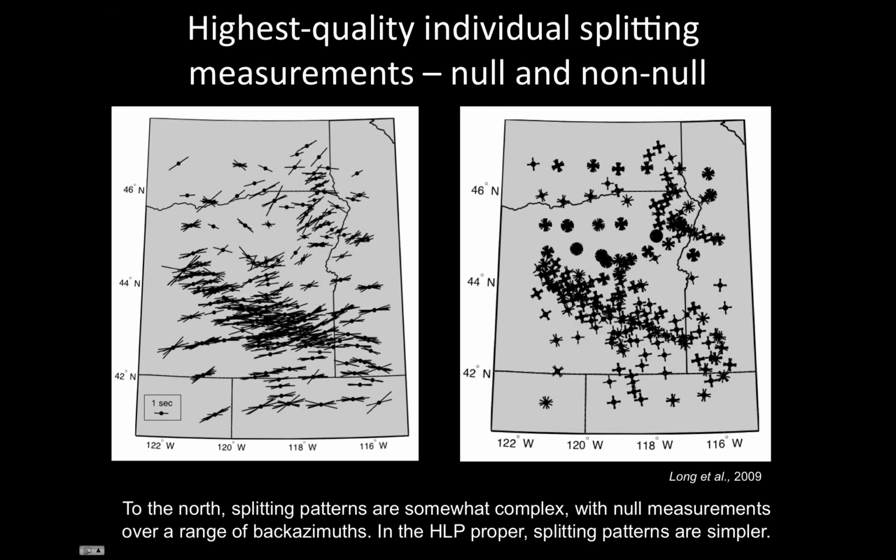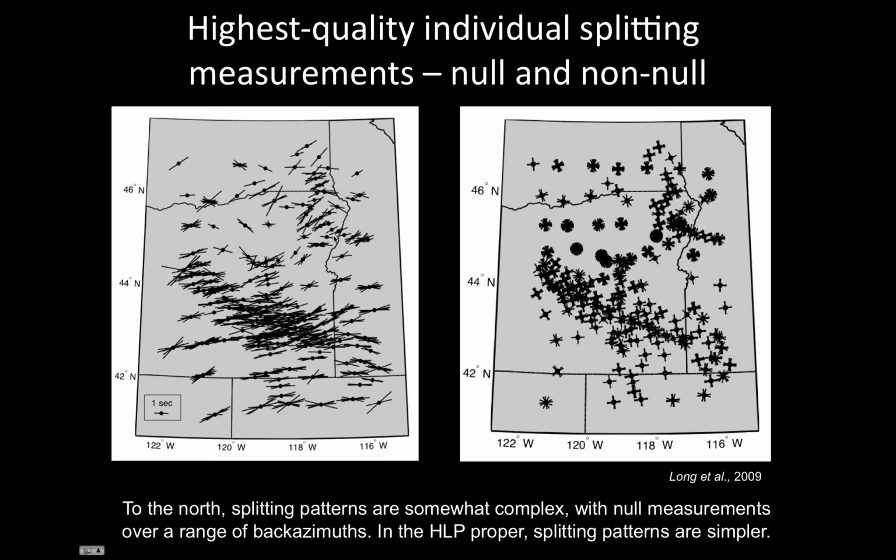This actually is really visible when you look at the nulls. Again, stations in the northern third of our study area have a lot more null arrivals. The back azimuths at which you see null splitting are much more spread out. But here in the High Lava Plains itself, these null measurements are plotted as a cross with one arm parallel to the back azimuth of the arrival and the other perpendicular to it. And you can see that these align very well with what you would expect for this east-west fast direction that we see in the non-null measurements.